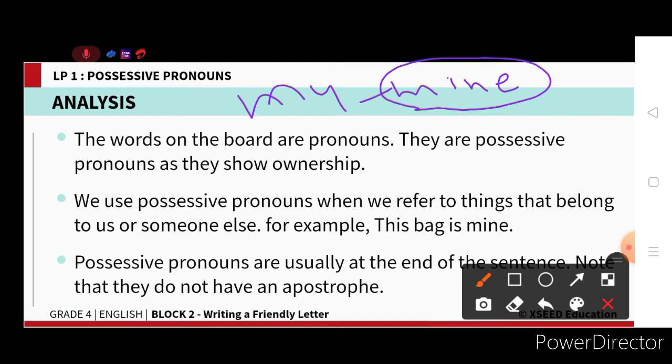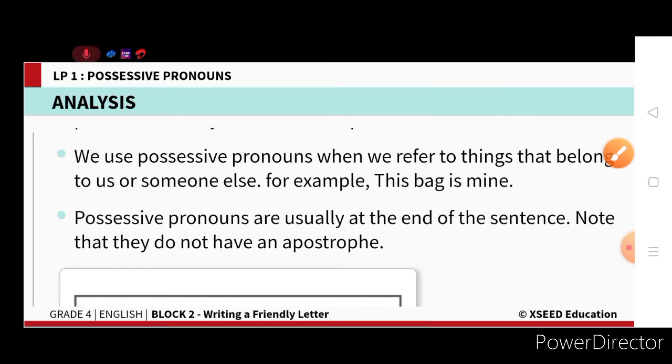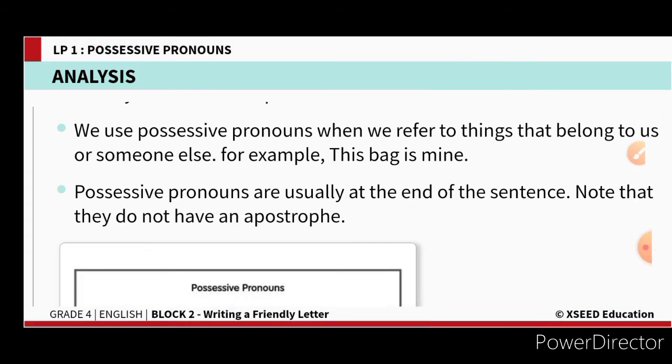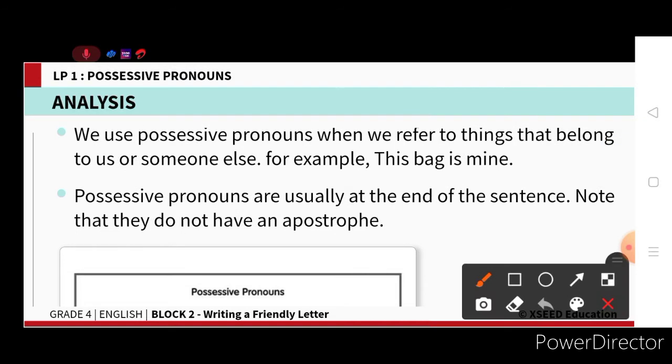We use possessive pronouns when we refer to things that belong to us or someone else. For example, what we have just discussed. Possessive pronouns are usually at the end of the sentence. Note that they do not have an apostrophe. This is a very, very important thing.